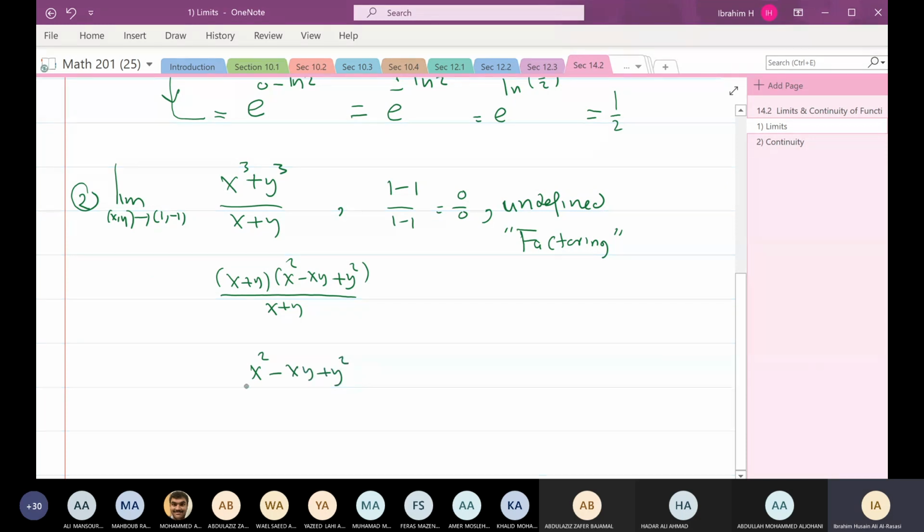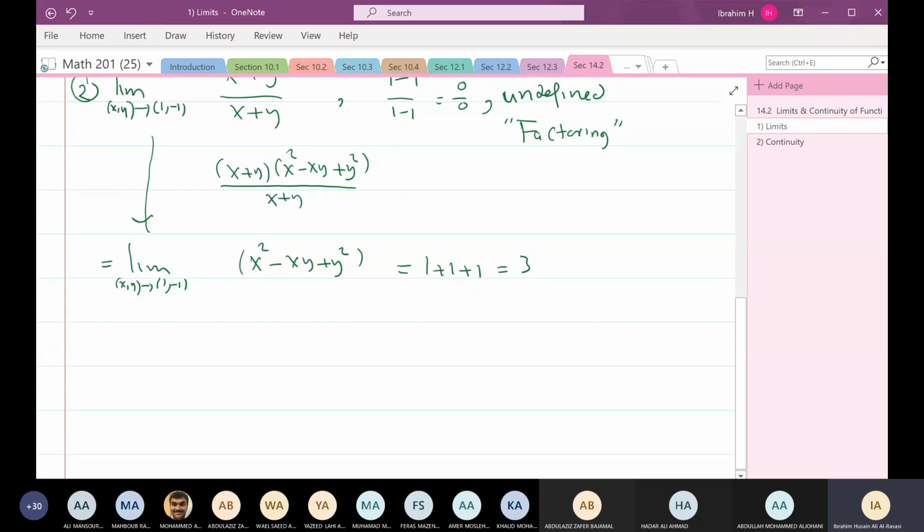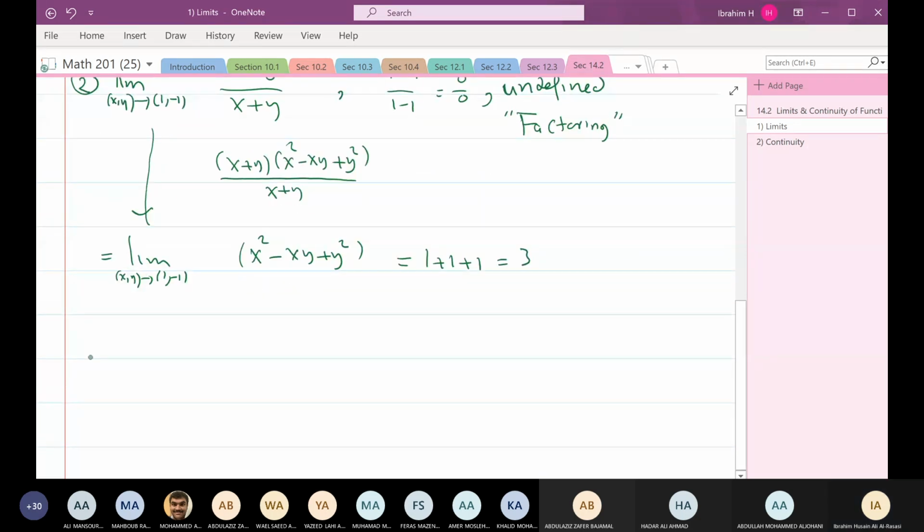Now the limit as (x, y) approaches (1, -1). You factorize, simplify, you get this. Now substitute, you get 1 plus 1 plus 1 equals 3. So this is one of the methods in chapter 2 of Math 101. Factorize and simplify. Okay. 3.